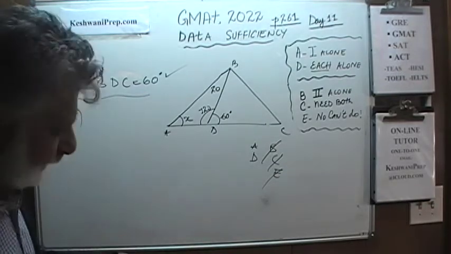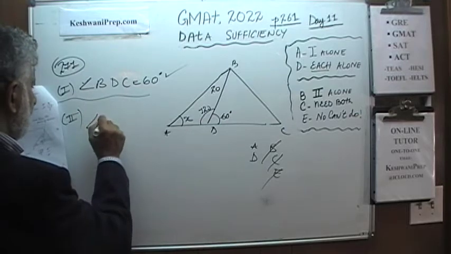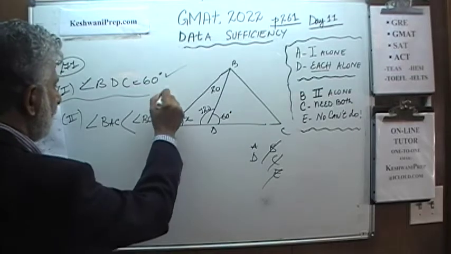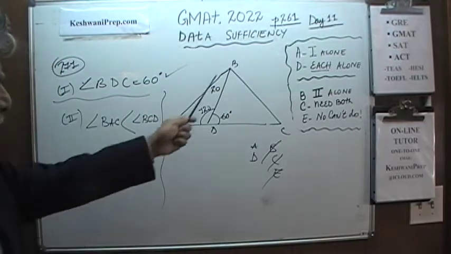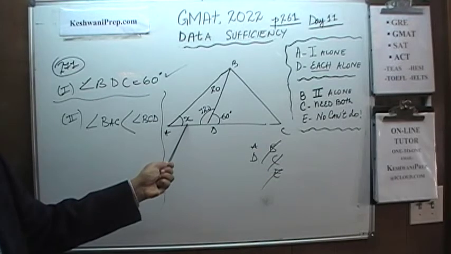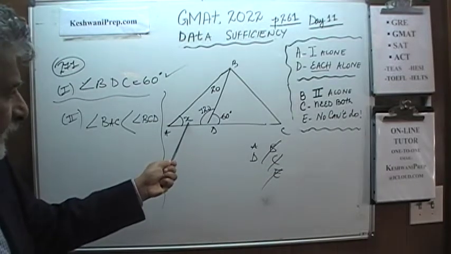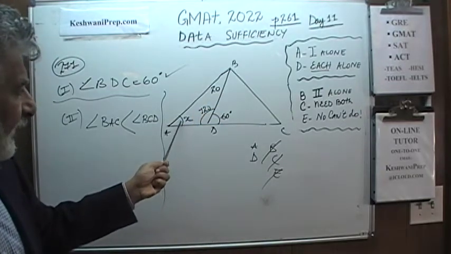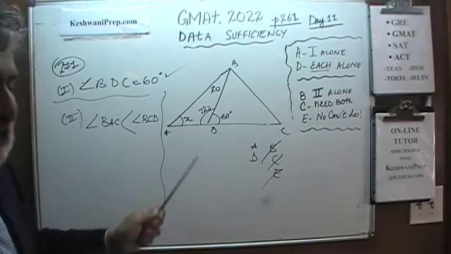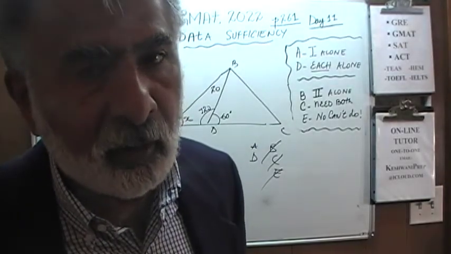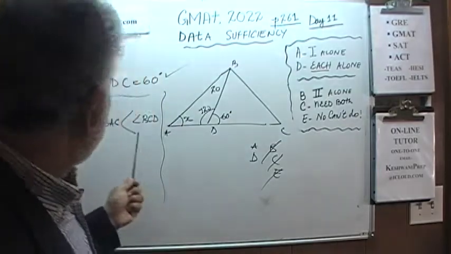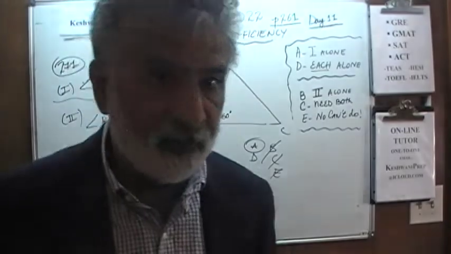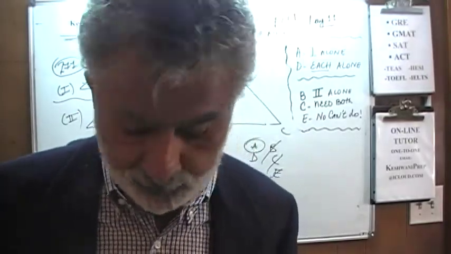Second statement tells us that angle BAC is less than angle BCD. We are told that this angle, that one angle that we are trying to find, x here, is less than BCD. Knowing that this angle is less than that angle does not in any way help us in figuring out what x is. Second statement by itself is no good. The answer is A. Only the first statement by itself is enough to do the job. Second statement by itself is not enough.